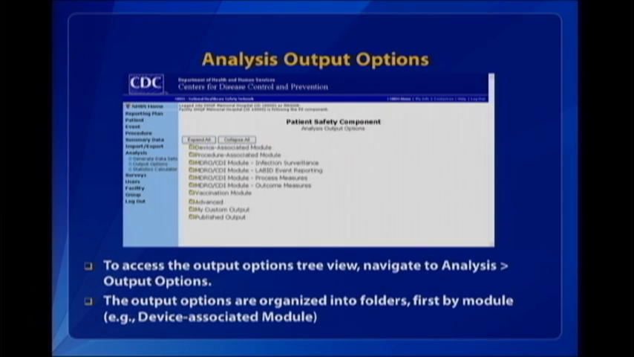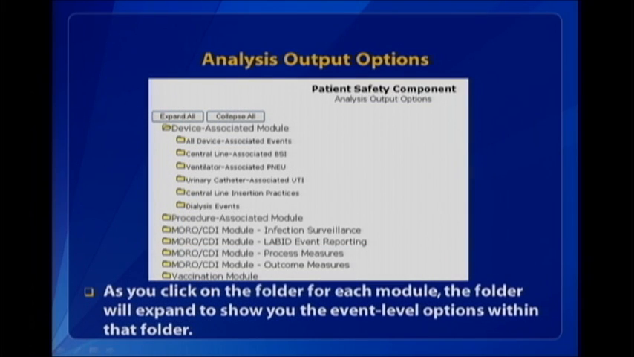Okay, so this is a screenshot. To get to this page, you go to analysis and then output options, and we organize everything by module first. And then you might be able to see it looks like a little folder, like a file folder. If you click on that folder, it will open up to the events that are included within that module. So for device-associated module, that would include CLABSIs, VAP, VAE, CAUTIs.